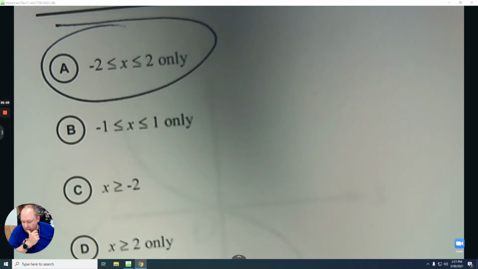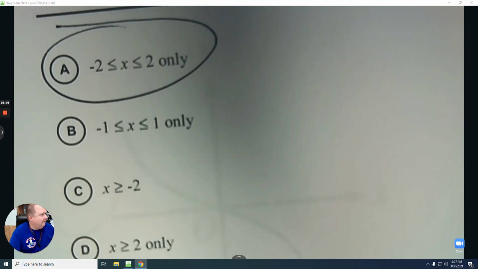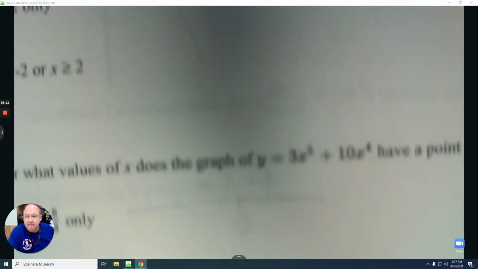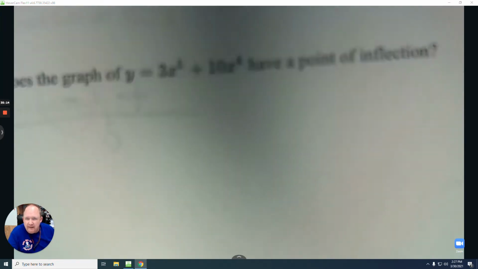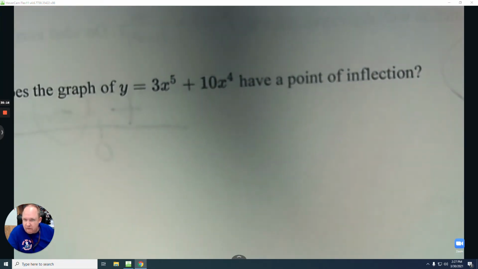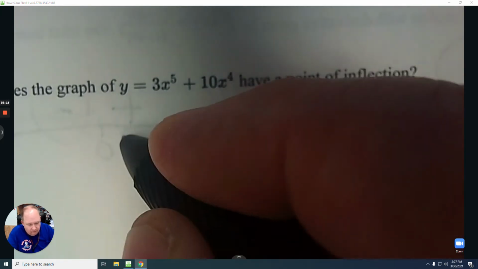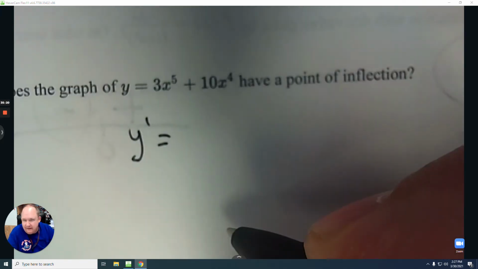All right, take a look at number 42. In question number 42, for what values of x does that graph have a point of inflection? So how do you find a point of inflection? Without a calculator, just a real basic question. And so the answer is I need to find the second derivative.